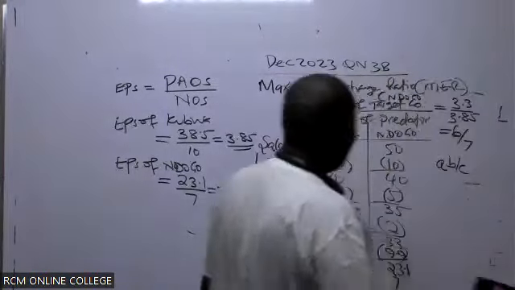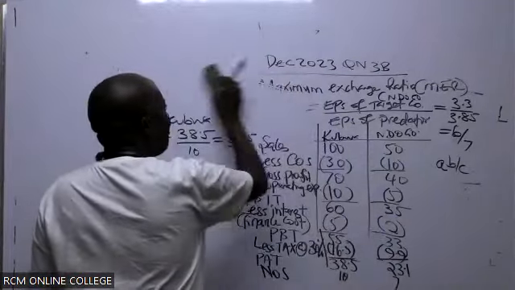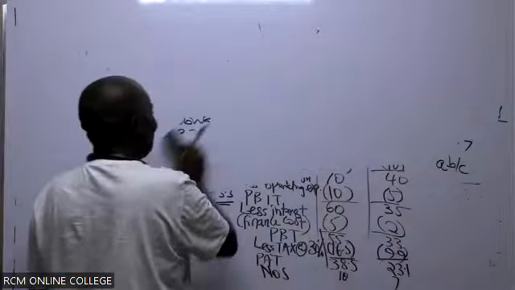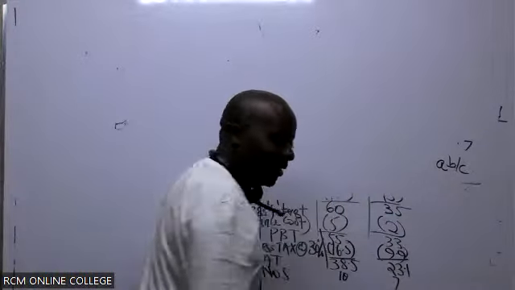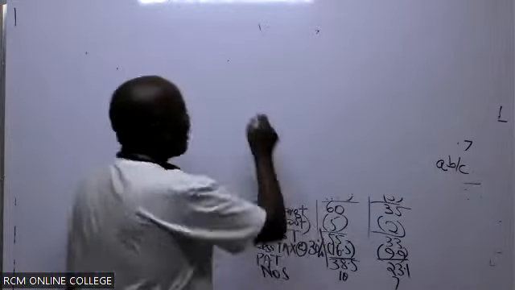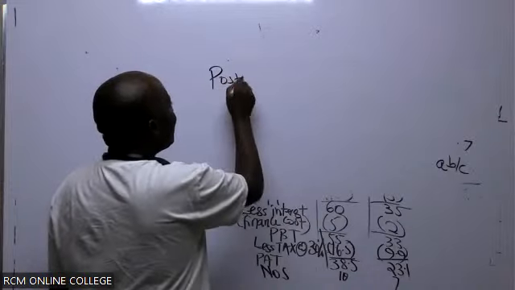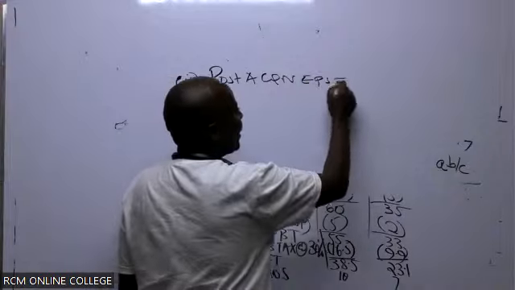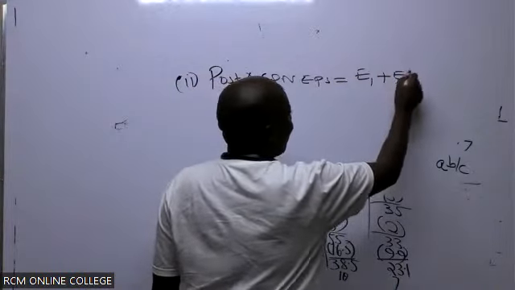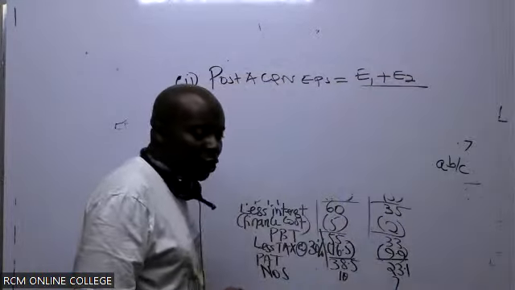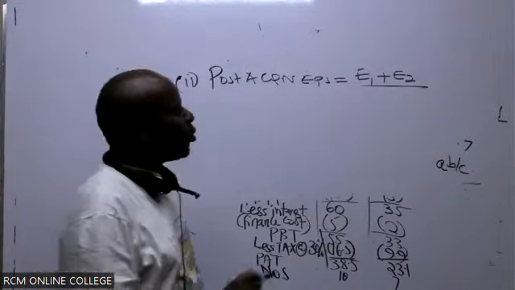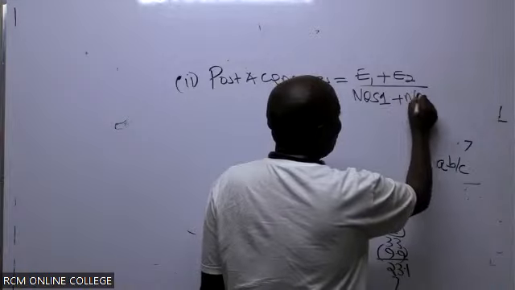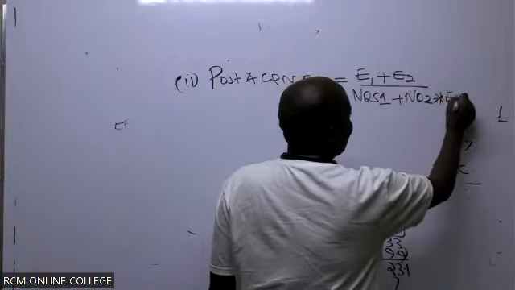So anytime we talk about post-acquisition EPS, every time we talk, this number 2 now, post-acquisition EPS will be earnings of company 1 plus earnings of company 2, divided by their respective NOSEs. So NOS 1 plus NOS 2 times what we call the exchange ratio.